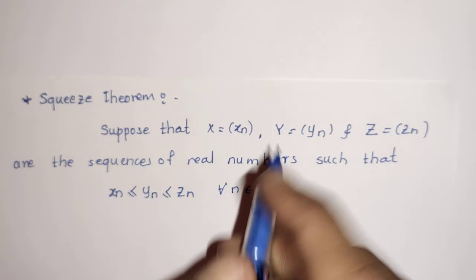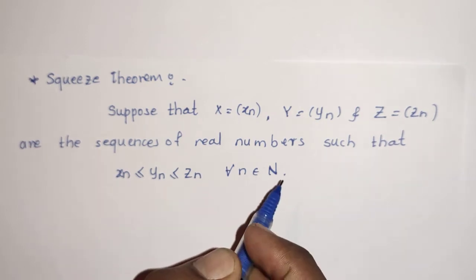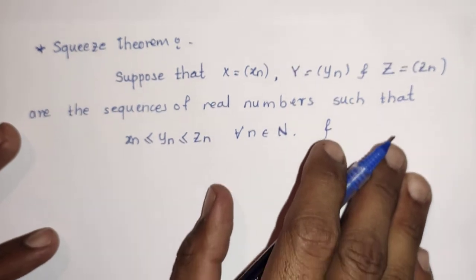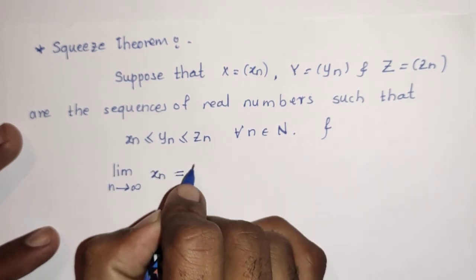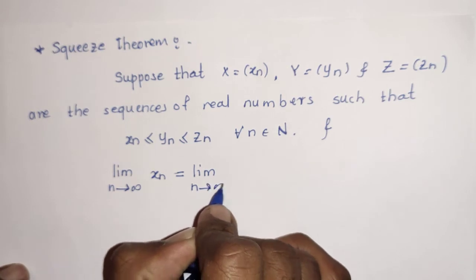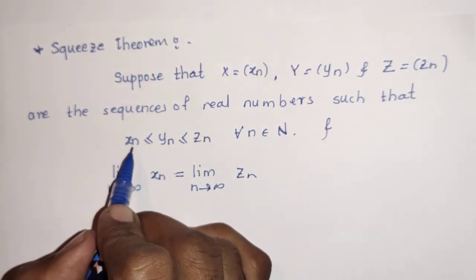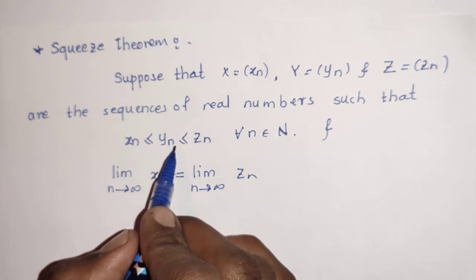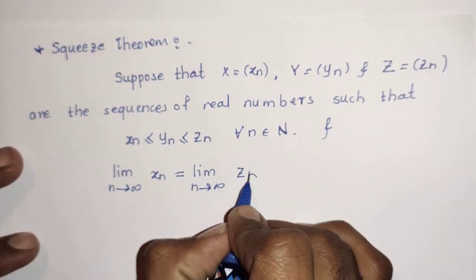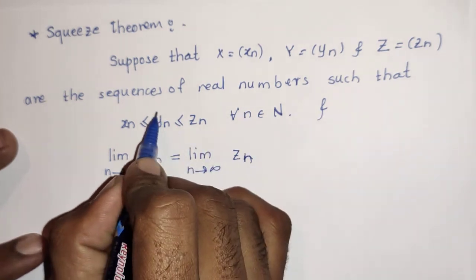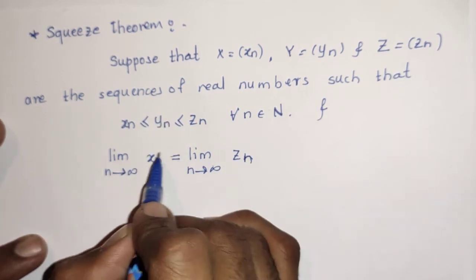So if there are three sequences xn, yn, zn that satisfy the condition xn is less than or equal to yn is less than or equal to zn for all n belonging to natural numbers, and the limit as n tends to infinity of the sequence xn is equal to the limit as n tends to infinity of zn. That is, the limits of these two sequences are the same. If the limits of xn and zn are the same, then the limit of the sequence which lies in the middle, that is yn, is also the same, and equals the limit of these two.